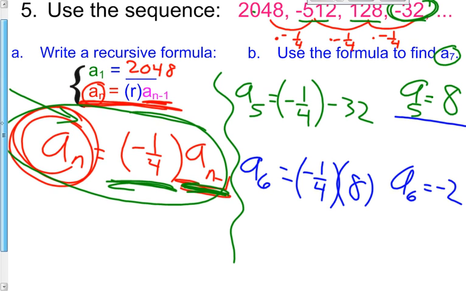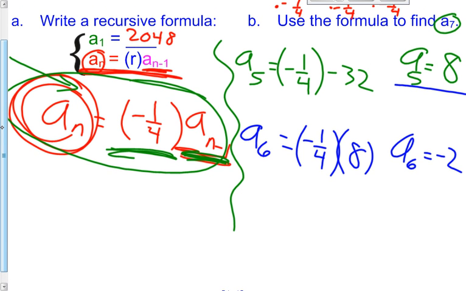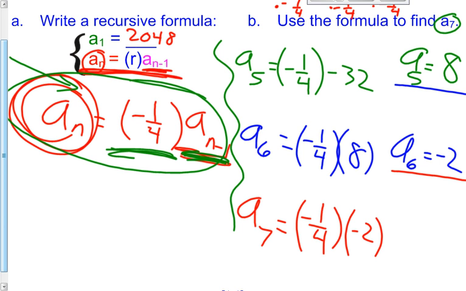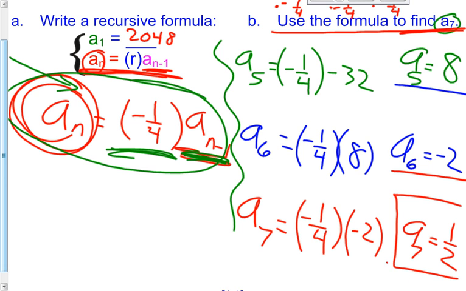And now that we know the sixth term, we can find the seventh term, because with our recursive formula, we can always find the next term as long as we know the term before it. So if we know a sub 6, we can now find a sub 7. We find that by taking a negative 1/4 and multiplying that by the previous term, which is right here, a negative 2. So what is a negative 1/4 times a negative 2? A sub 7 is a positive 1/2. And here is our answer. Use the formula to find the value of the seventh term. A sub 7 is 1/2. Okay, so that's how you use that recursive formula.